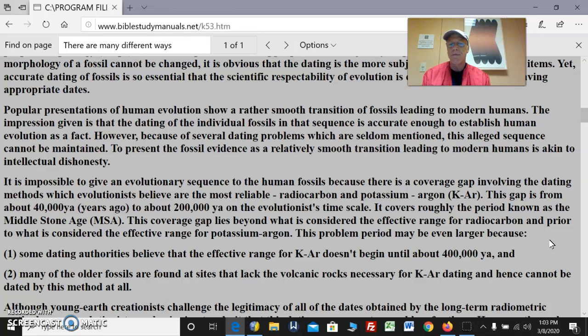This problem period may be even larger because some dating authorities believe that the effective range for potassium argon doesn't begin until about 400,000 years ago, and many of the older fossils are found at sites that lack the volcanic rocks necessary for potassium argon dating, and hence cannot be dated by this method at all.